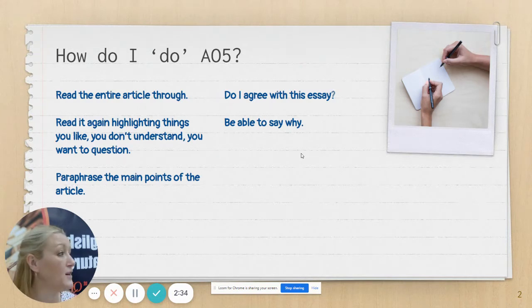I didn't have to do any AO5 for my A-level, so that was a steep learning curve once I got to university. But this is a part of the A-level that I think helps prepare you for the next level, whether that's uni or a job where you're going to have to maybe read other things and make evaluations and critical decisions.